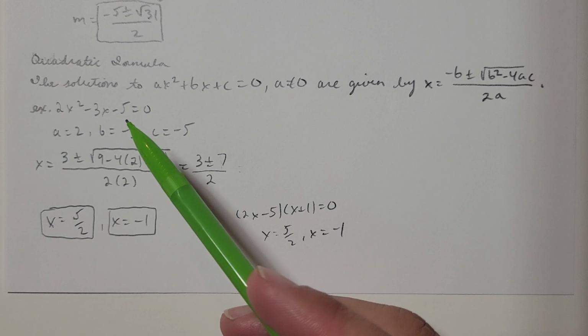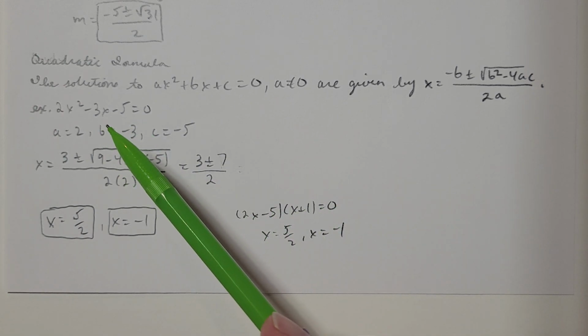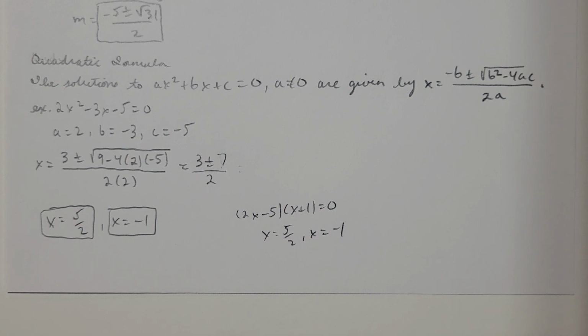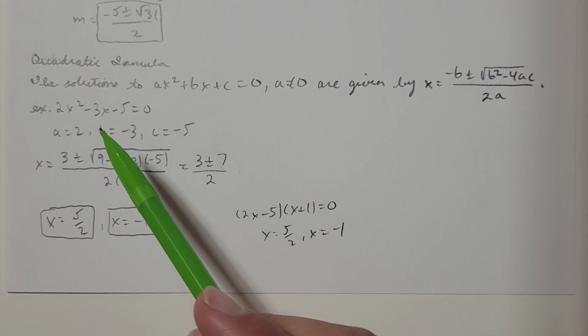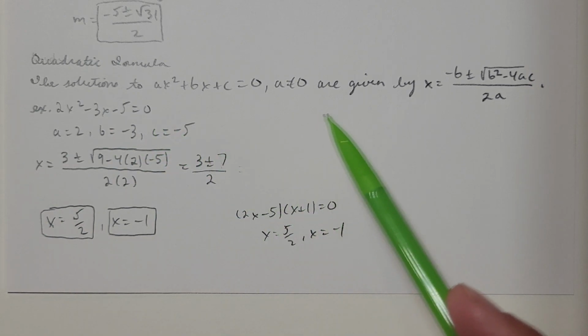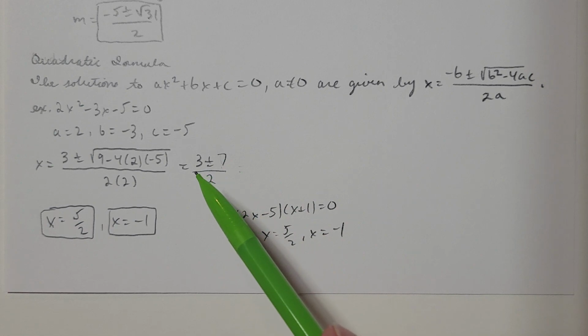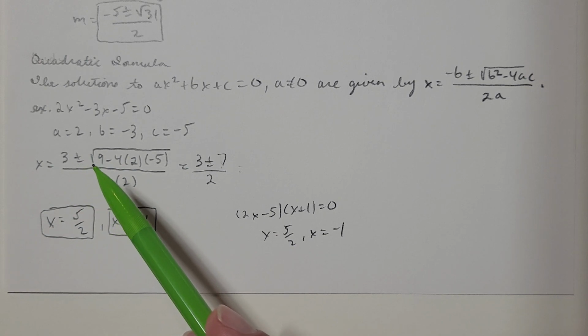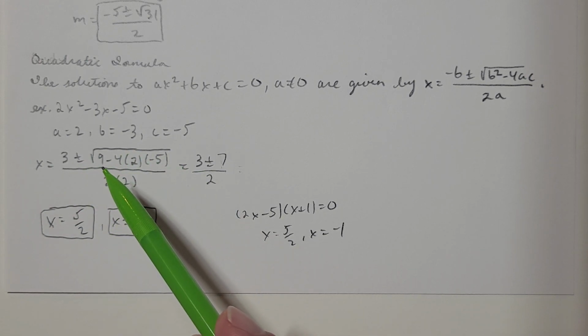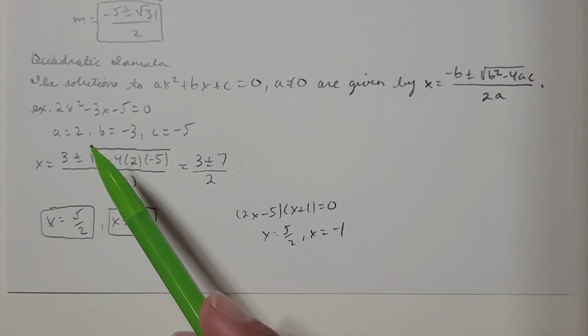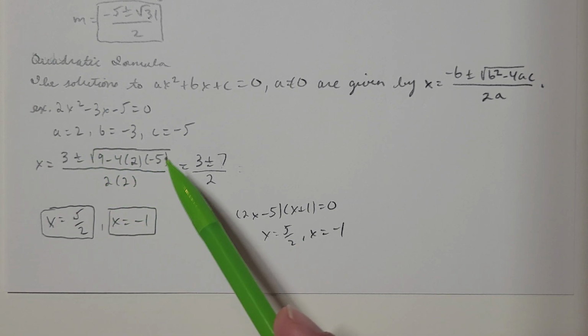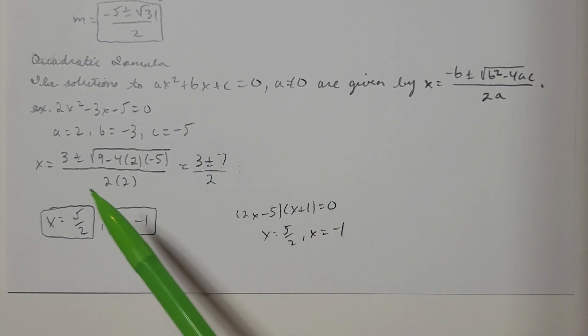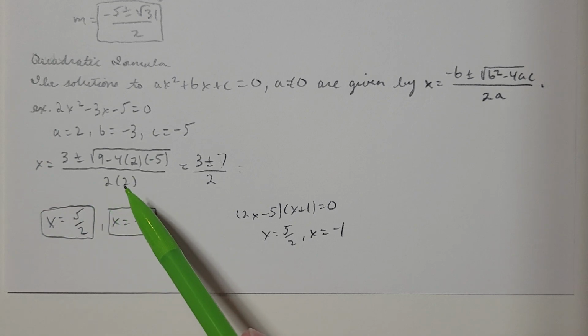So, let's try an example. What if I want to use the quadratic formula to solve 2x squared minus 3x minus 5 equals 0? Well, a is 2, b is negative 3, and c is negative 5. And so I'm just going to plug in those numbers into this formula here. So x would be the opposite of b, that's 3, plus or minus the square root of b squared, negative 3 squared is 9, minus 4 times a is 2, times c is negative 5. And this is all over 2a. 2 times 2, that'd be 4 in the denominator.